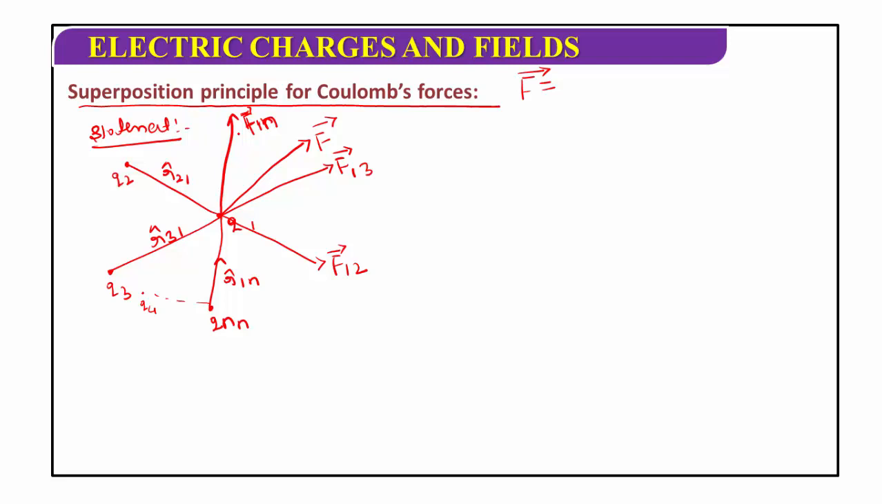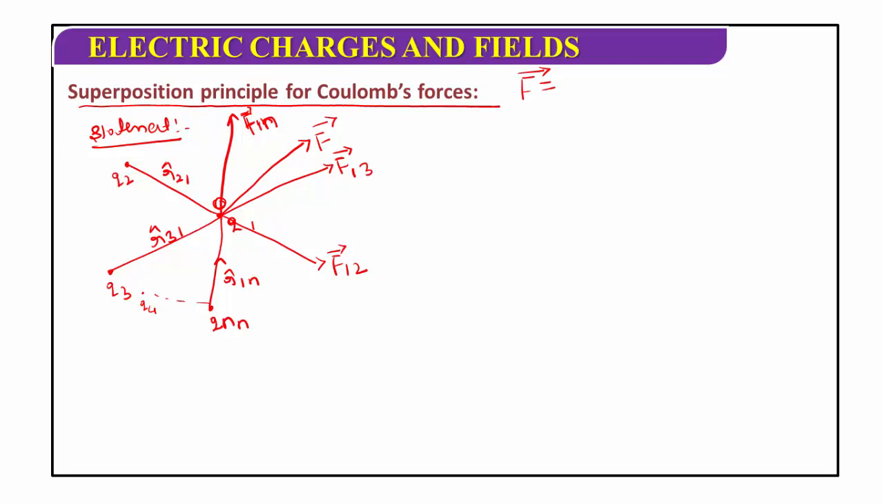It states that when a number of charges are present, the total force on a given charge is equal to the vector sum of the forces due to the remaining charges on the given charge. Here, this is one system. It consists of n point charges Q1, Q2, Q3, Q4, and so on up to Qn in a vacuum, whose position vectors with respect to the origin O are R1, R2, R3.